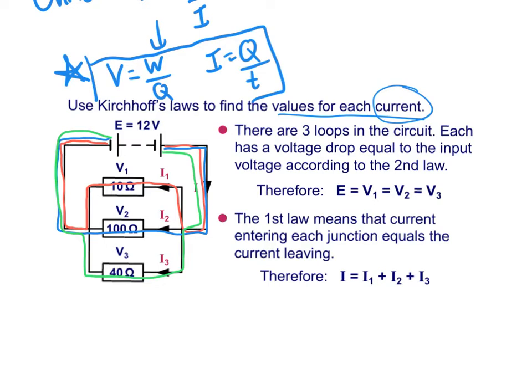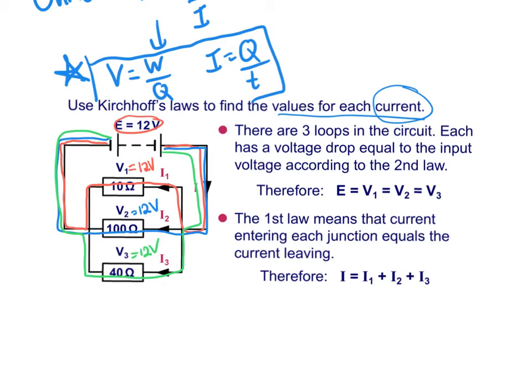So we know that the sum of the EMF should be equal to the sum of the potential differences across each loop. So V1 should be the same as the EMF, because there's only one component that uses the energy given by the battery. The same thing goes for loop 3 and loop 2 as well. So I know that each resistor in this circuit has 12 volts across it. And I know the resistance of each of the components.